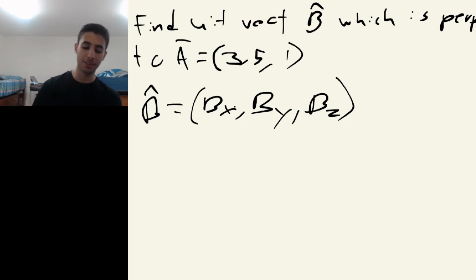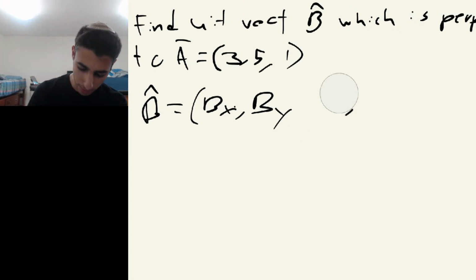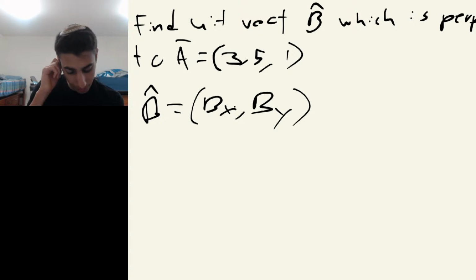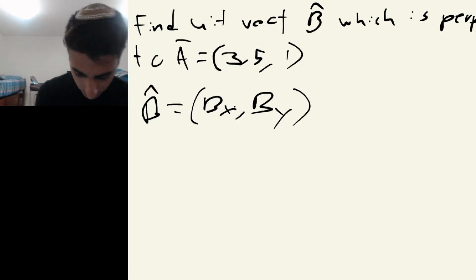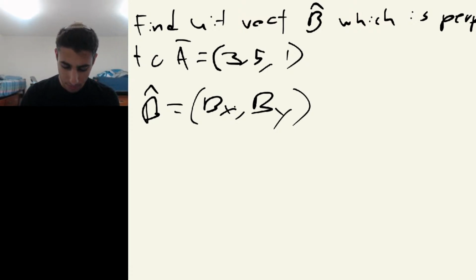But he said that it needs to be on the x and y axis. He says that it should only have an x and y component. So we're going to get rid of one of these things. So it's just going to be bx comma by, which is perpendicular to vector a. So what does it mean when you say it's perpendicular to vector a? It means that the angle is 90 degrees.